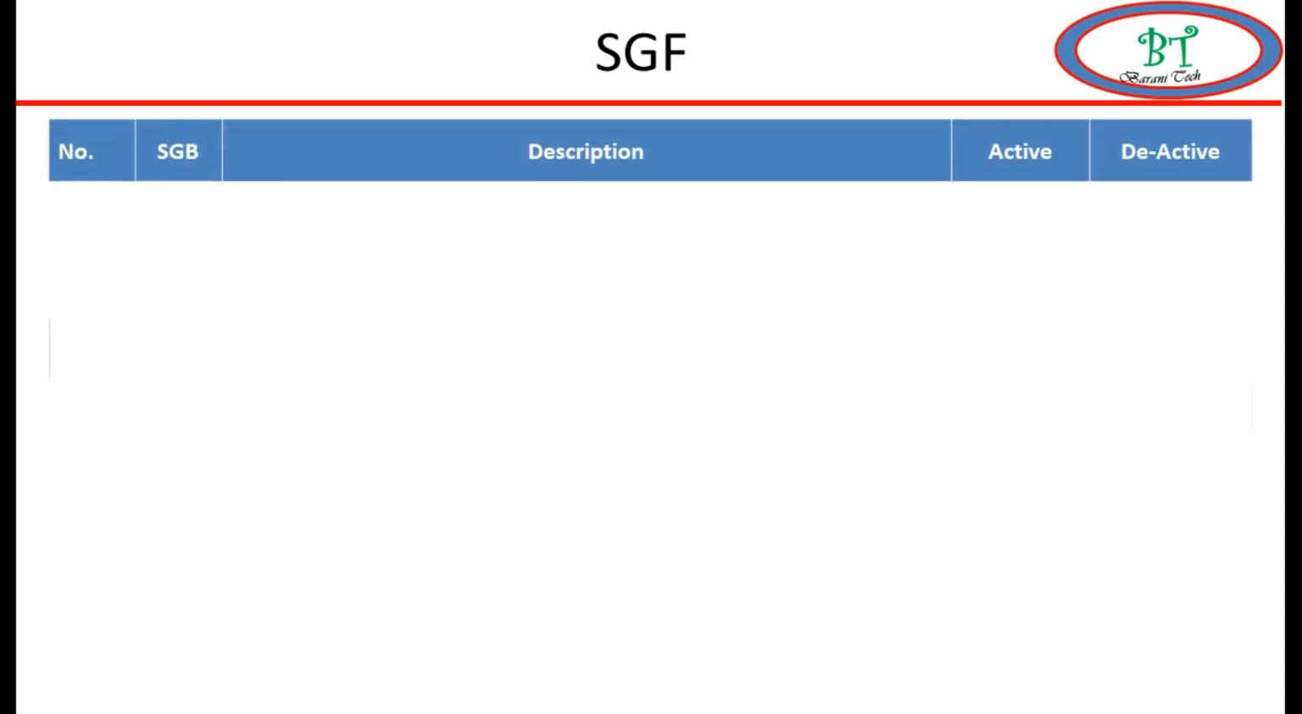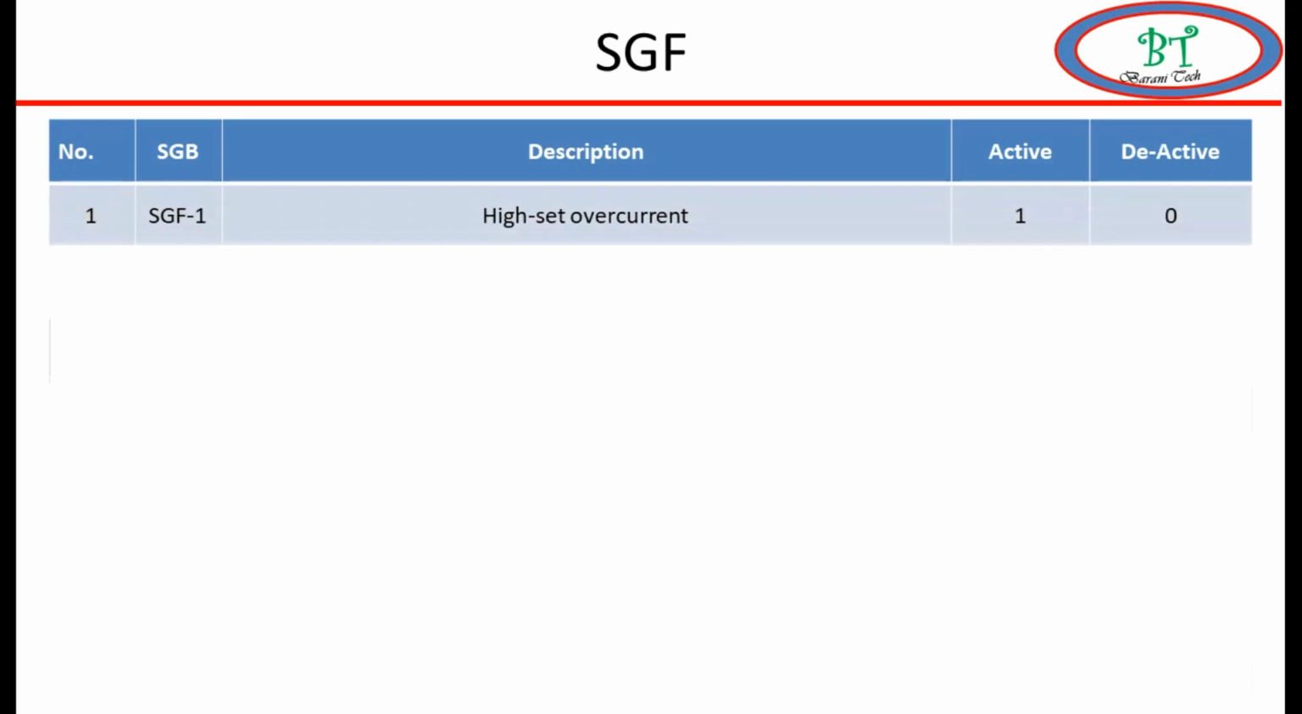Next we go for SGF. It is a switching group function. Depending on this configuration, the main protections used in the relay are activated or deactivated, depending on the configuration of SGF. Now we go to SGF1. If we keep 0, then the high stage overcurrent is disabled. If we keep 1, then the high stage function will be activated.